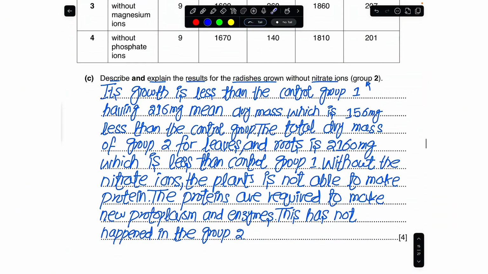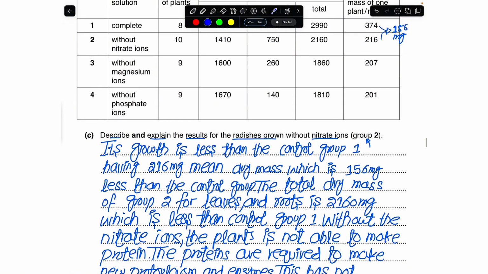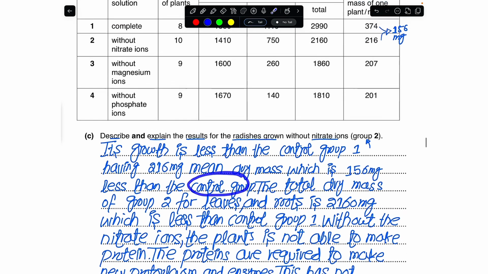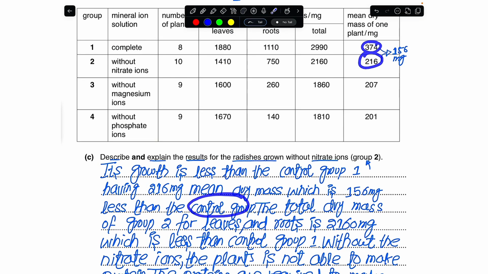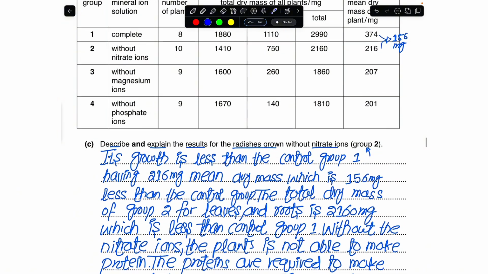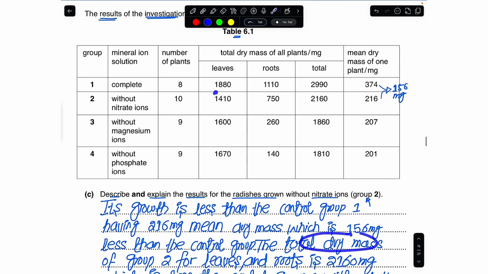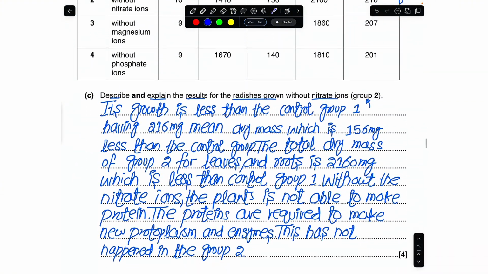So how you were required to write it down, you would say that its growth is less than the control group 1, having 216 milligram mean dry mass. Here I am telling him this value, which has 156 milligram less than the control group. I simply have taken the difference of these just to give my examiner a description point. And then I have written it in terms of the total dry mass, that the total dry mass of group 2 for their leaves and for their roots compared to group number 1 again is less. Now, this was a description.